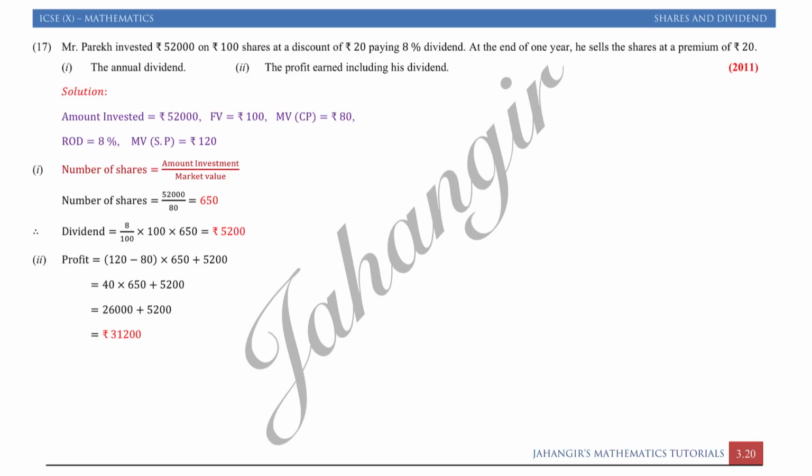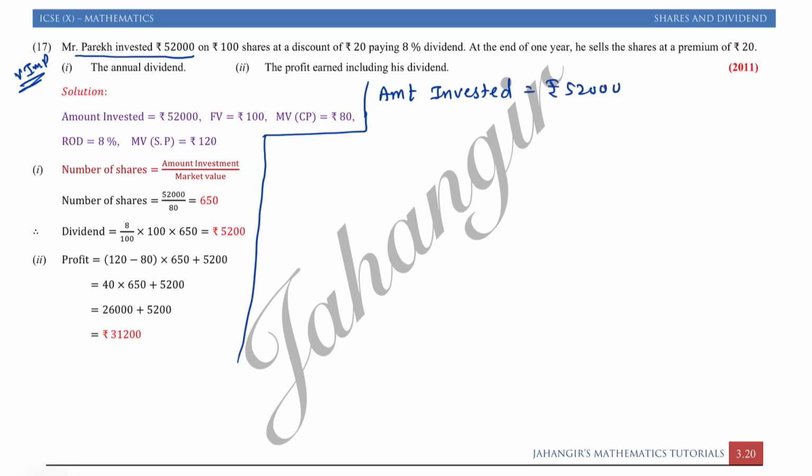Question number 17. This is again a very important question. Mr. Parekh invested rupees 52,000. So the amount invested is rupees 52,000 on rupees 100 shares. Face value is equal to rupees 100 at a discount of rupees 20. So the market value is 100 minus 20, that is equal to rupees 80, paying ROD as 8%. ROD, rate of dividend, is 8%.